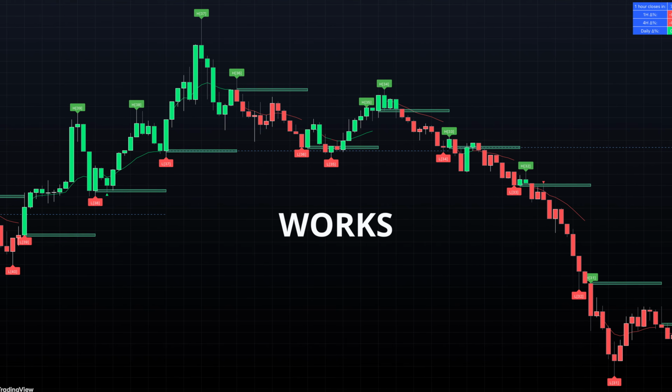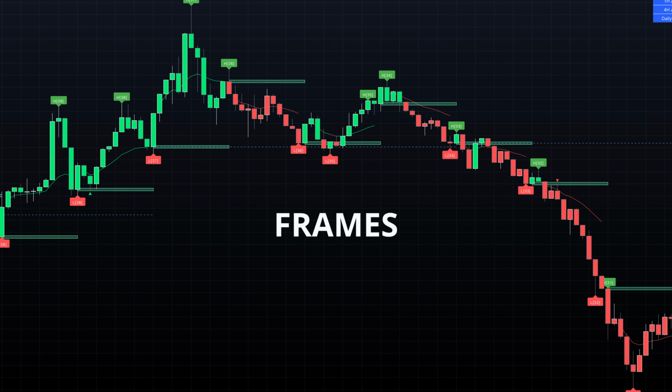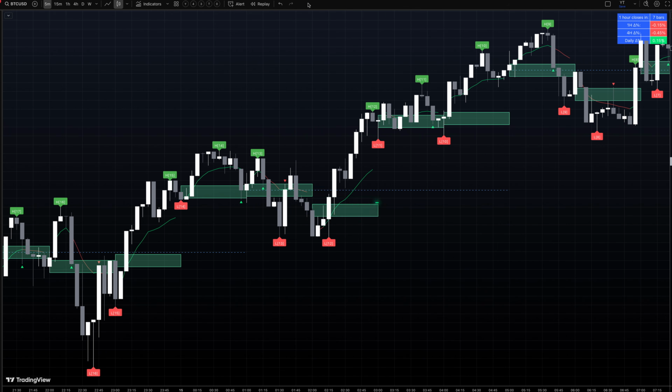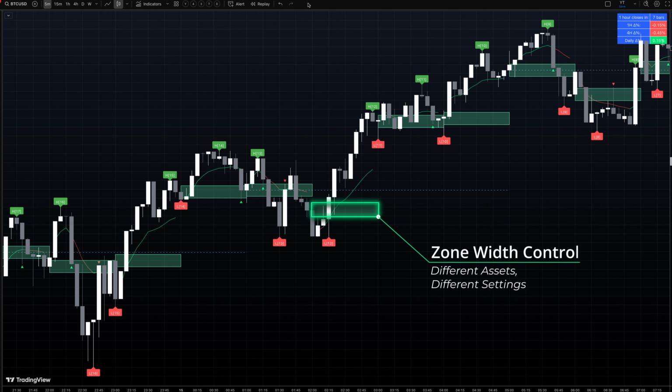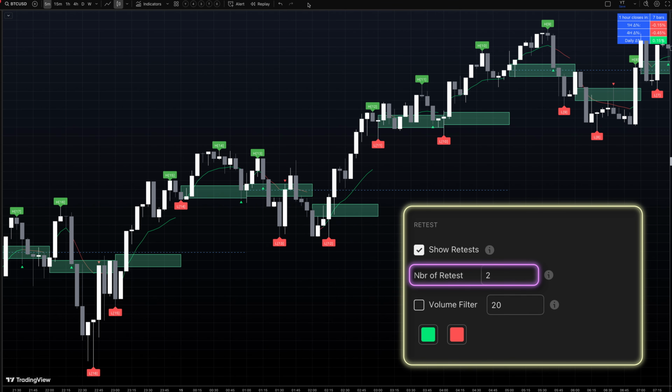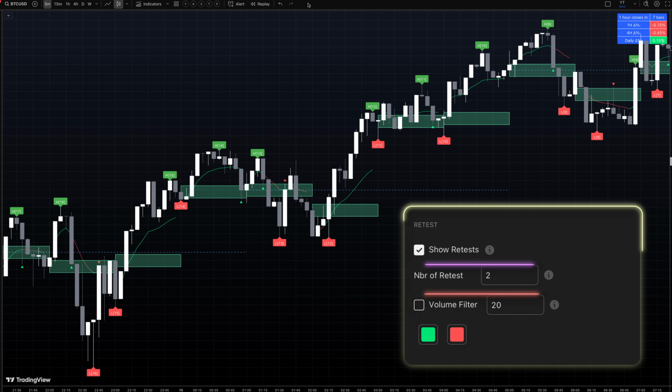Strategic implementation works best on 1 to 5 minute timeframes, where the hourly structure provides meaningful support-resistance context. Traders can use zone width adjustments to accommodate different asset volatilities. The retest counter prevents overtrading by limiting signals per session, while volume filtering adds confluence for entry timing.